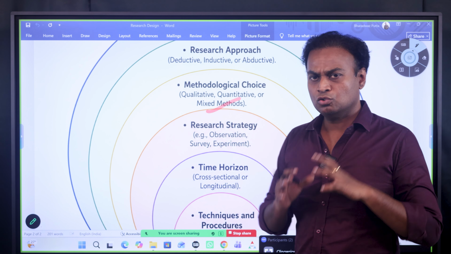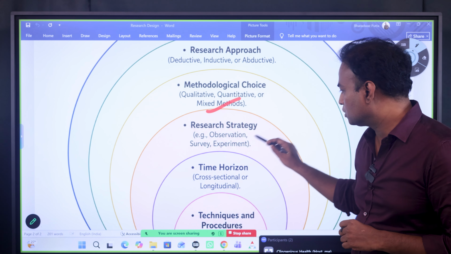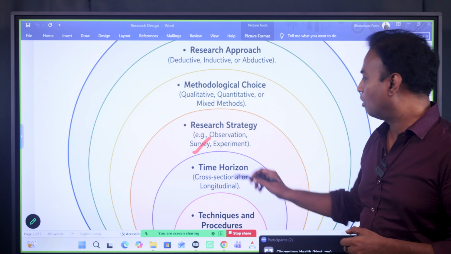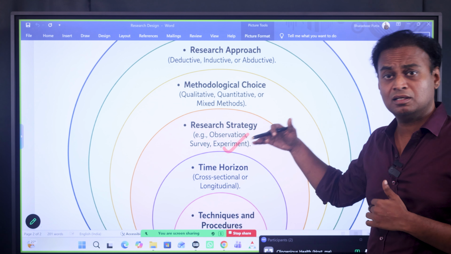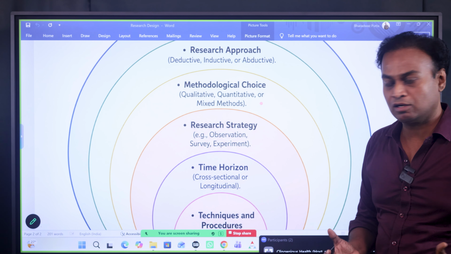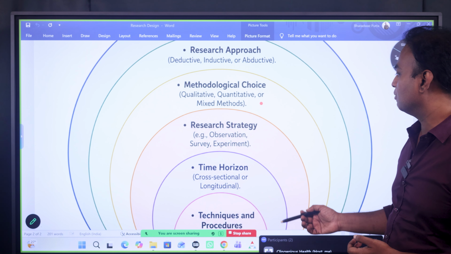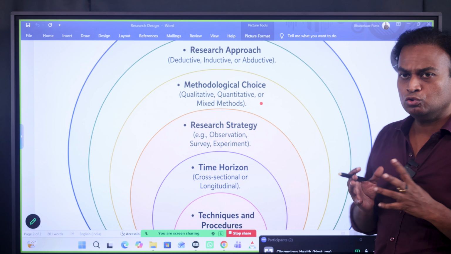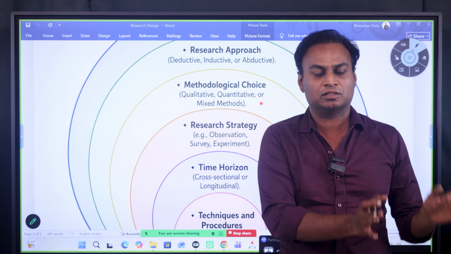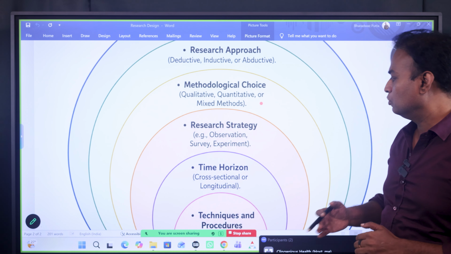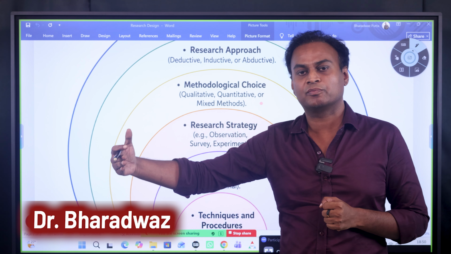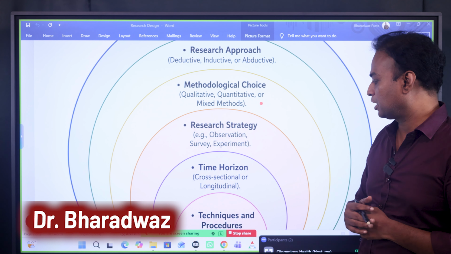Coming to strategy. What exactly do you want to do? Just an observational study, or a survey by answering questions, or an experimental study? That is the research strategy. This is the fourth layer of the onion. Coming to the fifth layer, that is the time horizon. Do you want to do cross-sectional research, where you do the research in one day and complete it, you end it? Or longitudinal research, where you recruit the patients and follow them for a long period of time? That is a time horizon.